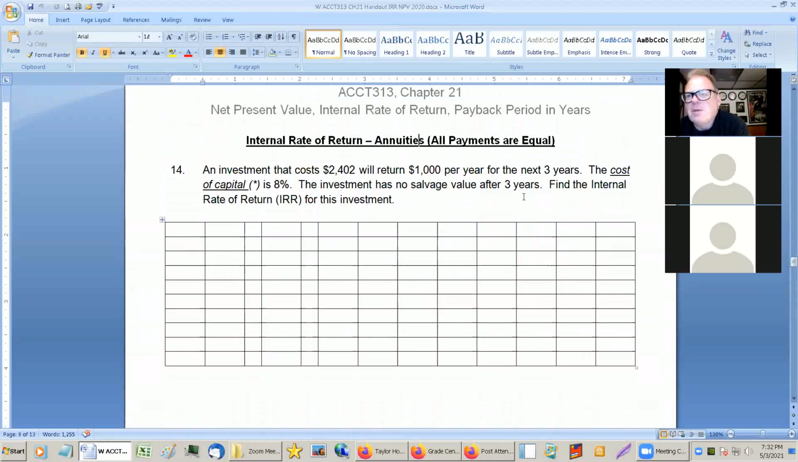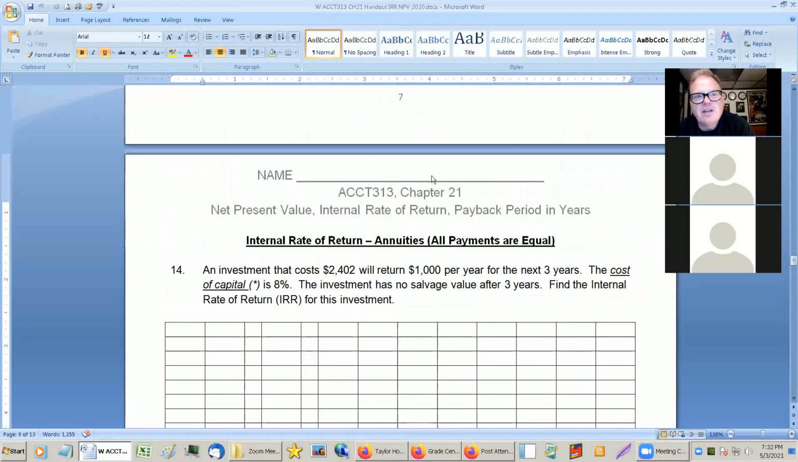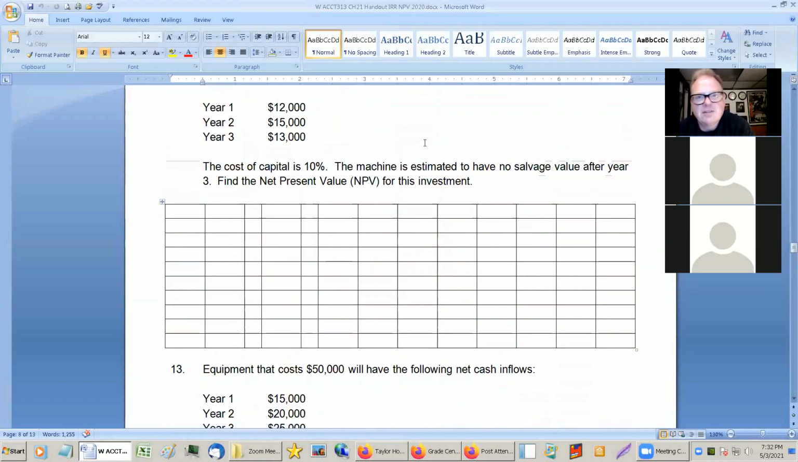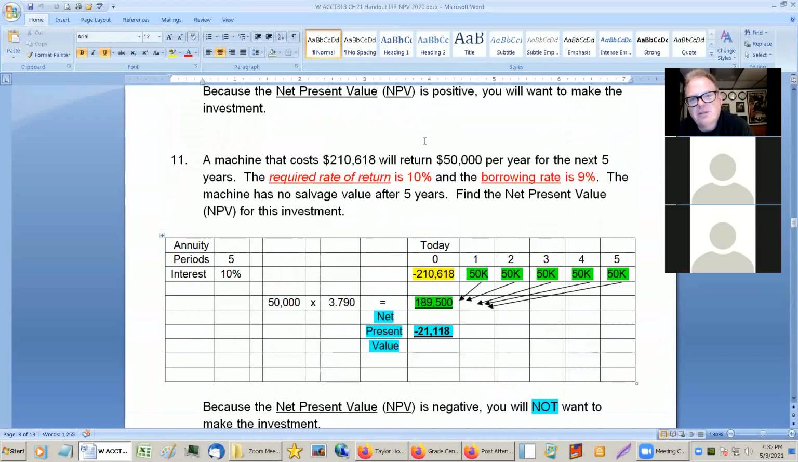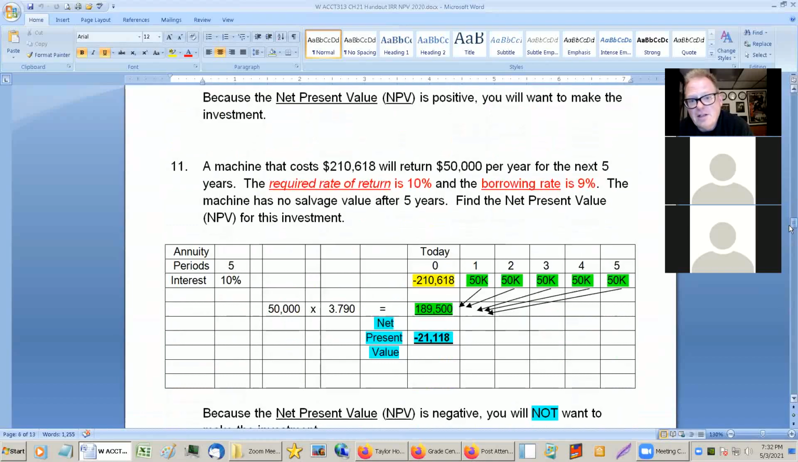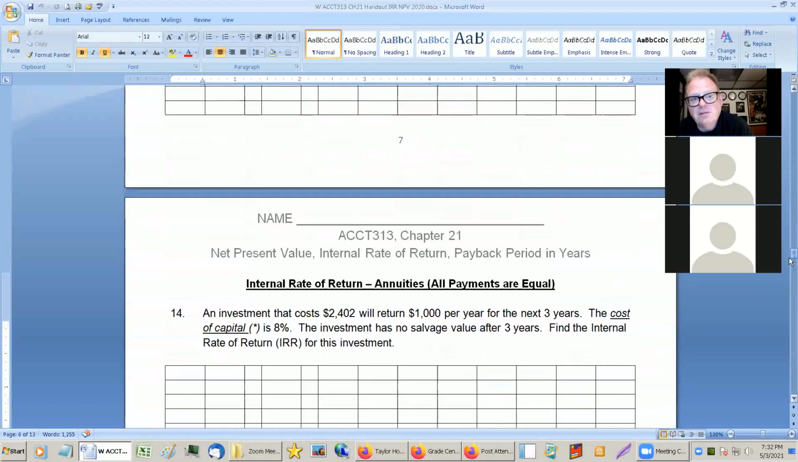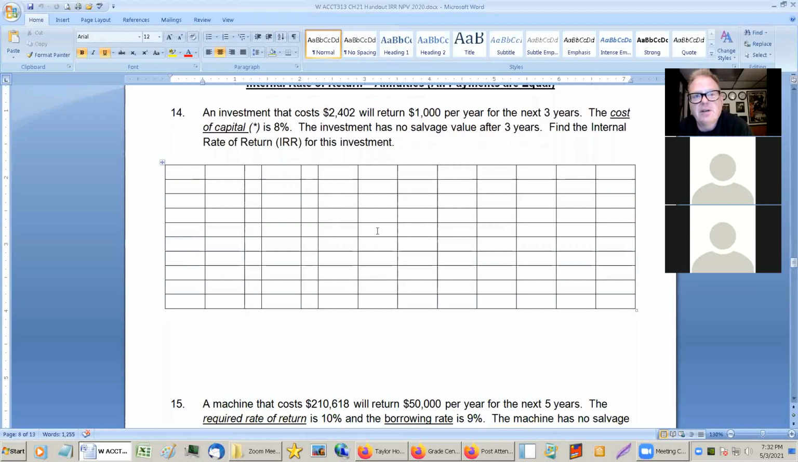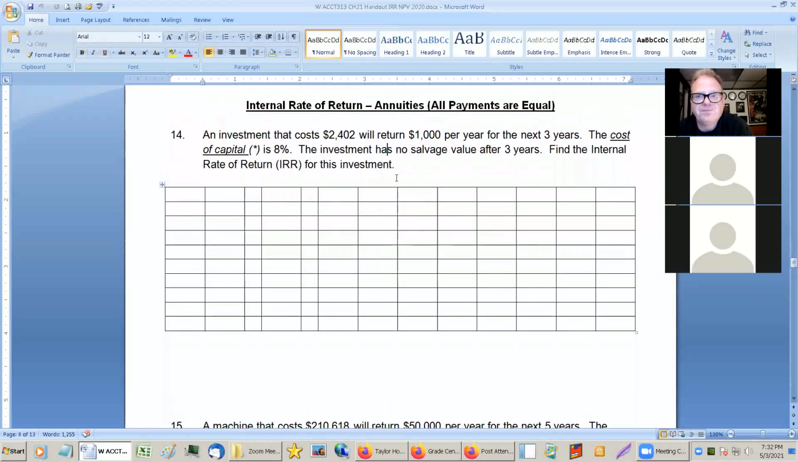Net present value. I'm sorry, I'm all flustered. We're going to do net present value like we did on page 6. So the test will have this on it. And then the test will have this down here, internal rate of return.